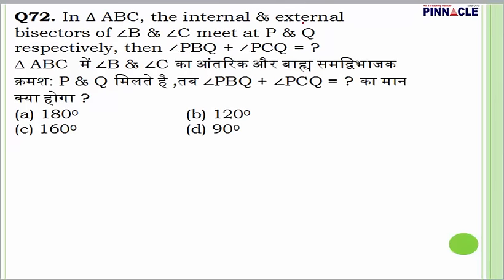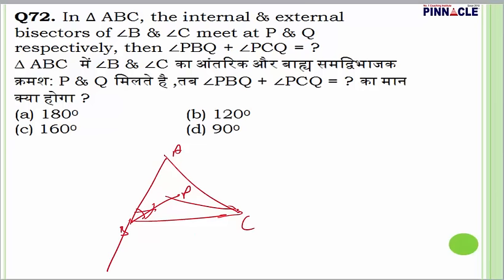The next question, question number 72. In triangle ABC, the internal and external bisectors of B and C meet at P and Q, respectively. This is triangle A, B and C. The internal bisector of B and C meet at P. The internal bisector would be here, that is at P, and the external bisector would be like this, and it should be like this. So it should be Q here.